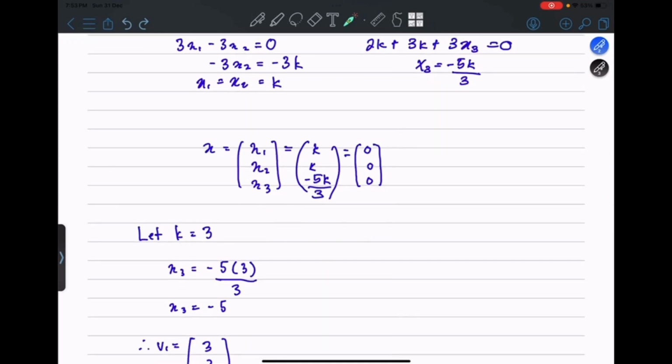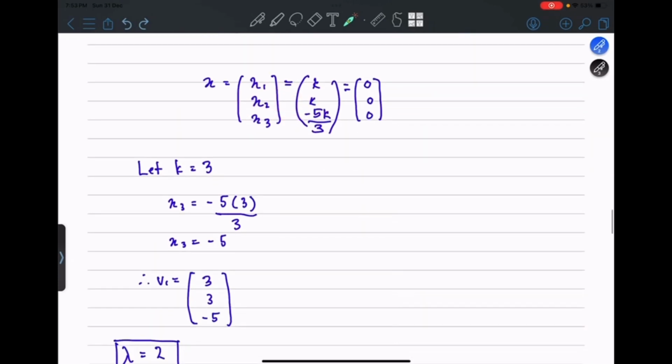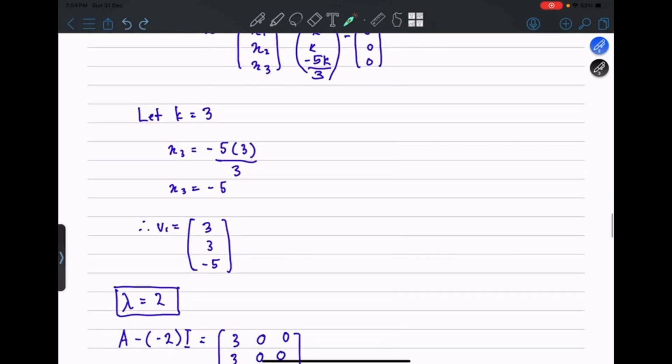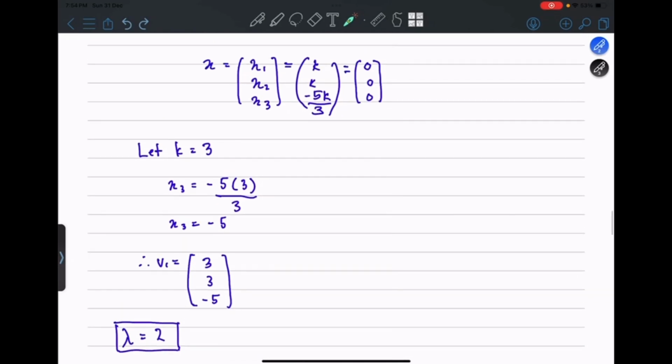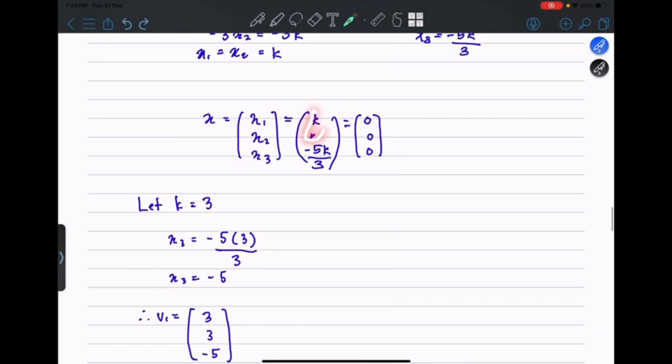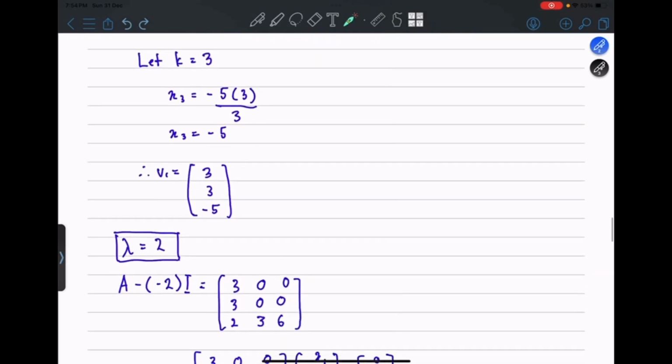So that's settled. And then we'll put it back into this form. We know that x1 equals k, x2 equals k, and x3 we put in from this one. So we just need to assume maybe k is equal to 3. Because if I make k equal to 3, I can eliminate this denominator and I'll get negative 5 only. Since k is equal to 3, x1 and x2 turn into 3 as well. So v1 should be 3, 3, negative 5.